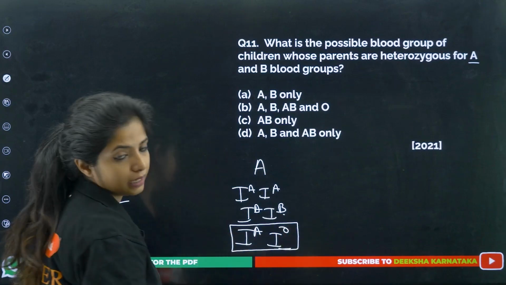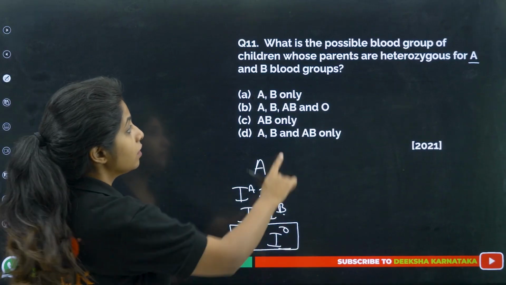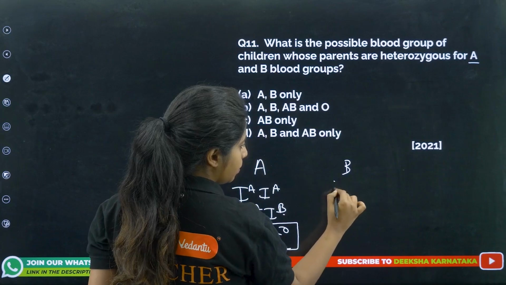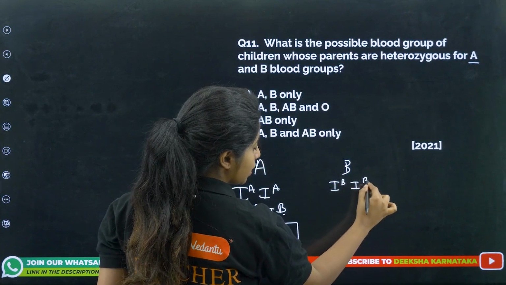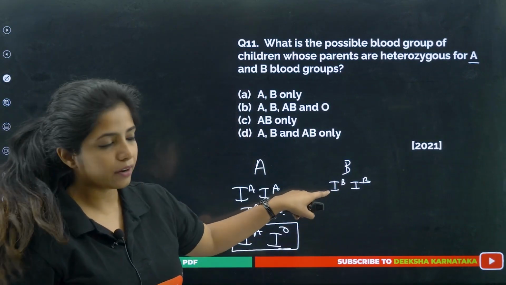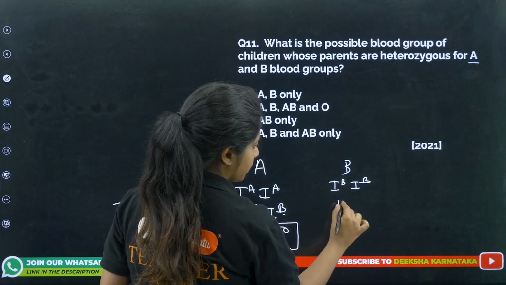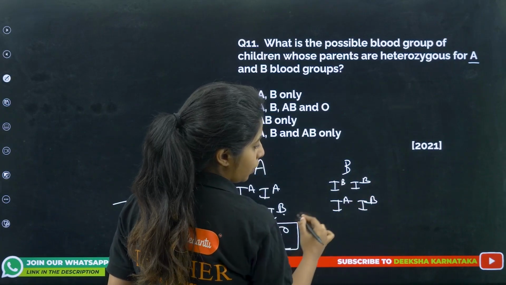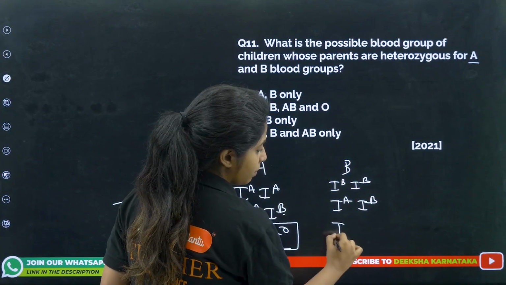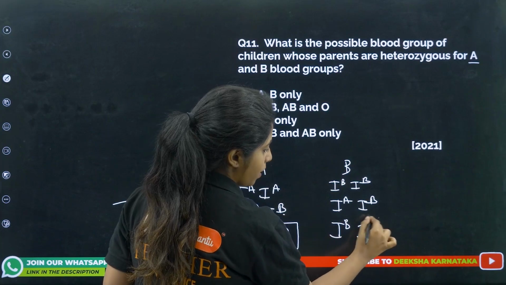That is the only possibility that I am having. Okay, and for B blood group also it's the same. Can it be IB? No, it's asking about heterozygous. They are not heterozygous, it's homozygous. Next thing, if it is IAIB, still it does not work. It should be AB blood group. It should be IBIO, my dear children.